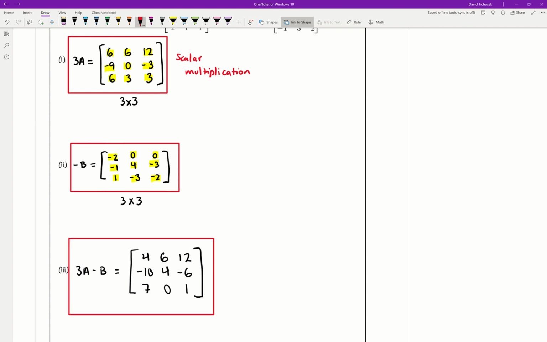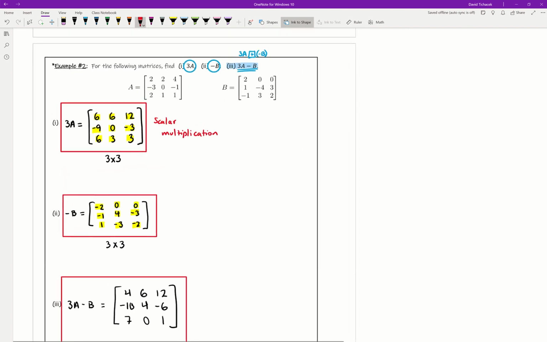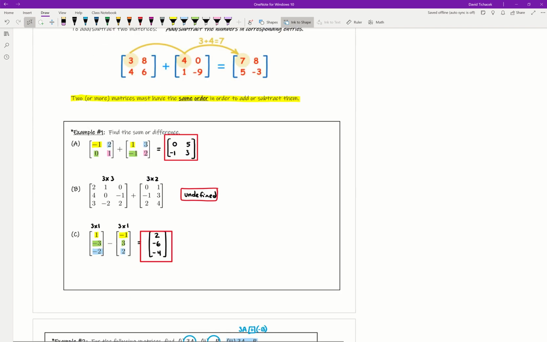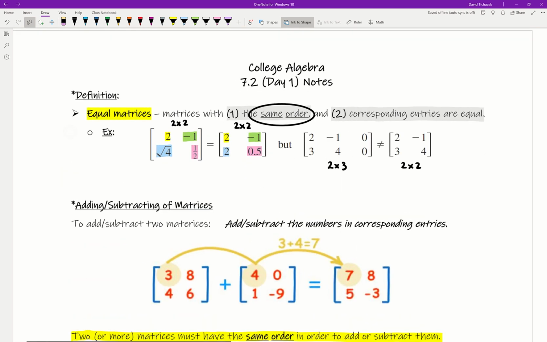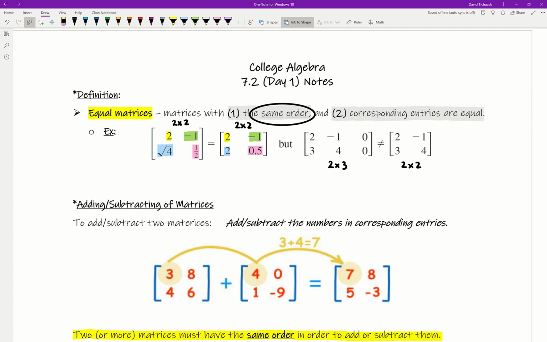You might have other examples where you need to figure out a different scalar multiple of a matrix first before you add or subtract onto another matrix. So I would encourage you to read the directions carefully and make sure that you're doing all the operations that you're supposed to be doing. But that's actually all I have for this video. Just some very simple operations with matrices, very, very simple to do.